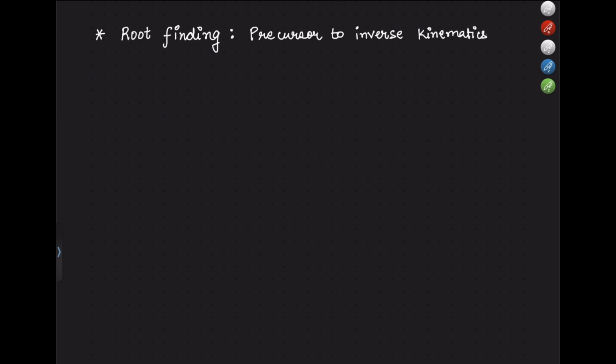So before starting with inverse kinematics, we'll first try to understand a tool which is useful in solving inverse kinematics problems, which is root finding. This is a precursor to the inverse kinematics because in inverse kinematics the problem that we have is we have been given the coordinates of the end effector, that is Q, with respect to the fixed coordinate frame, and we need to find the joint angles theta 1 and theta 2. And to solve this problem, root finding is an important tool. We need to find the roots of an equation.